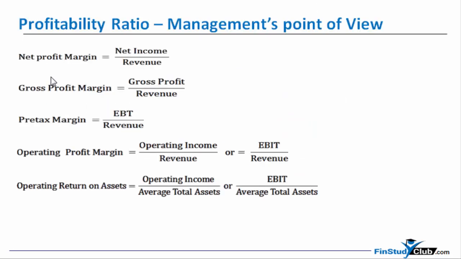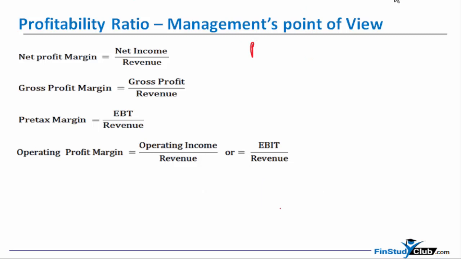So these are the few ratios that the management will calculate to check the profitability. Fairly simple. All are being taken from the income statement, the P&L account. All the denominators are going to be revenue because that's the base. That's the credibility of management: how much sales can they generate?